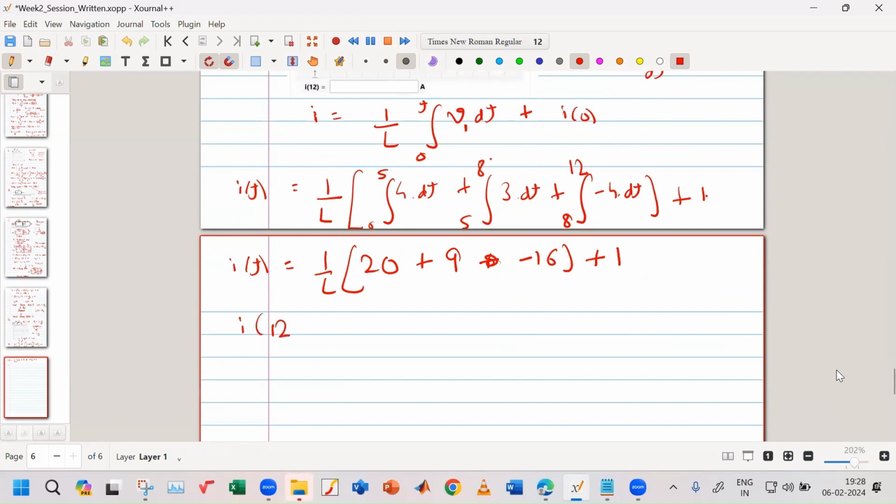T is 12 over here. I of 12 is 1 by L, and L is 0.5, so 1 upon 0.5. 20 plus 9, 29 minus 16 is 13, plus 1. So this becomes 13 into 2 plus 1. So I of 12 becomes equal to 27 ampere.